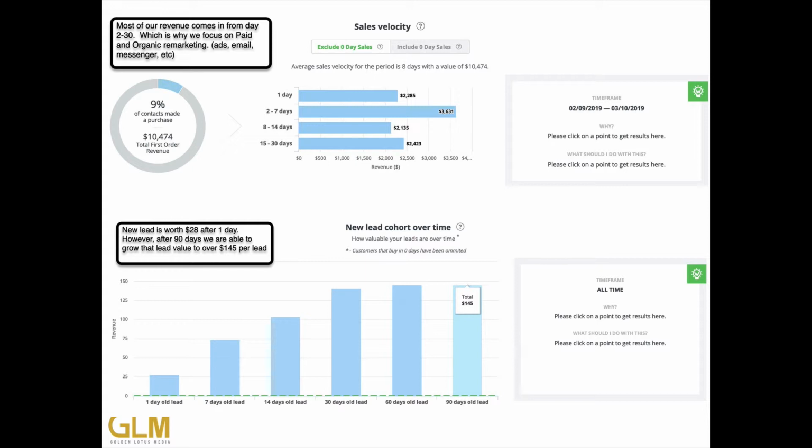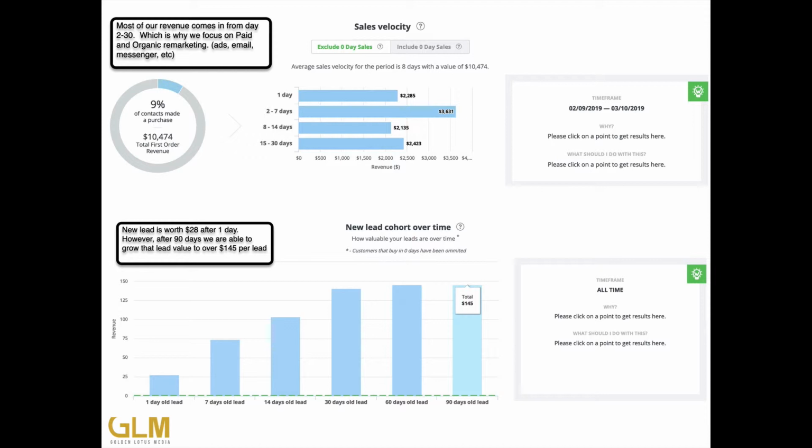Time lets you know the reality, right? So as you can see, the reality is that same lead that came through, it's valued at $145. Why? Because they probably purchased 2 or 3 more times, because we've had multiple conversations with them. If they're happy with our product one time, then you just got to have more conversations with your data to get more money out of them.